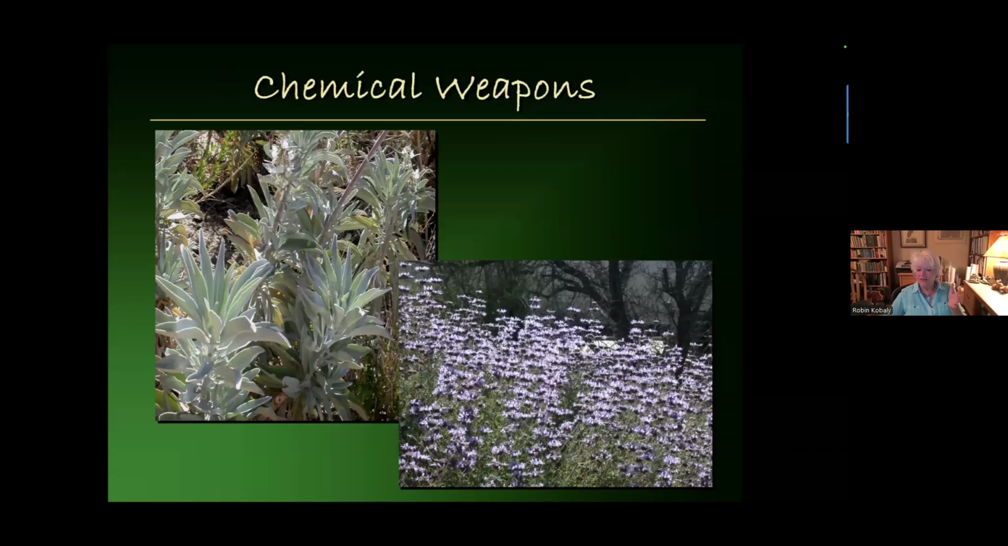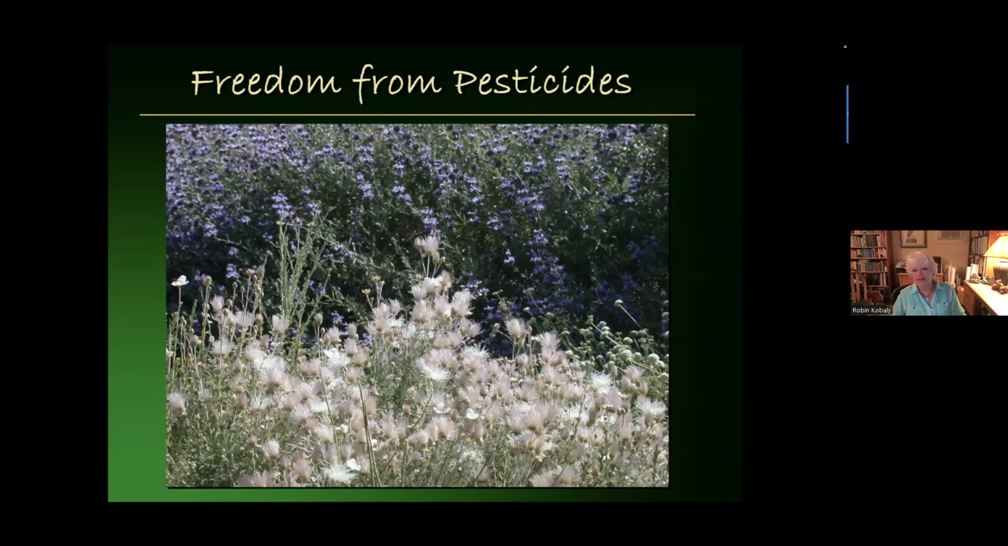These plants all have developed chemical weapons that are bitter tasting compounds like glucosides and terpenes, and all the nasty tasting stuff. They have it themselves, and therefore you don't have to add pesticides. They're making their own pesticides.